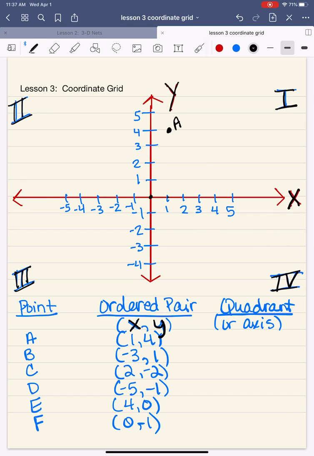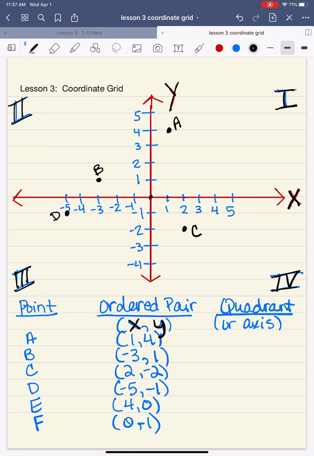And label it A. Point B is at -3, 1. So from the origin, I'm going to move 3 left and then up 1 and label that point B. C is at 2, -2. So 2 to the right and then down 2, labeling it point C. D is at -5, -1. So 5 left, down 1.